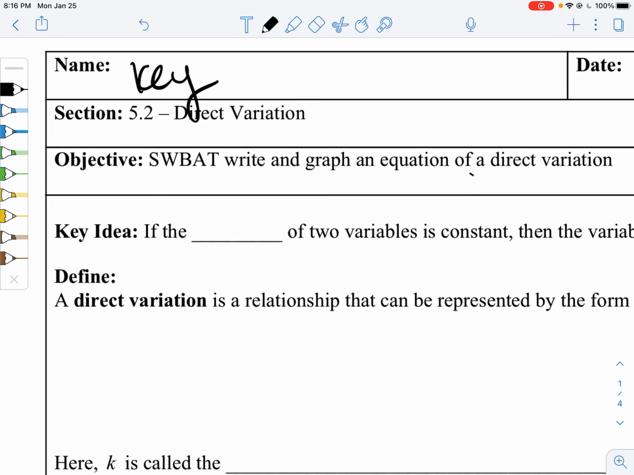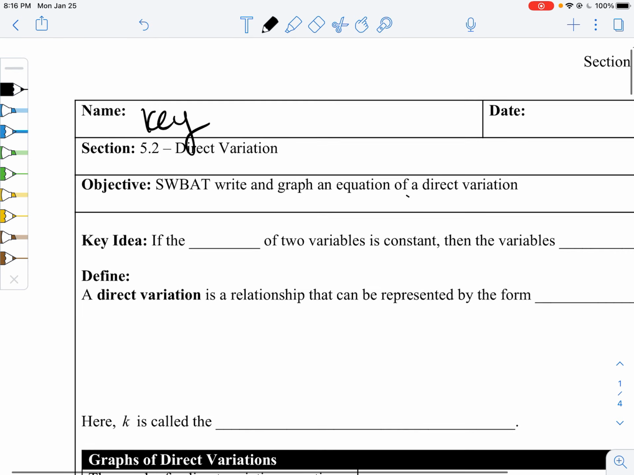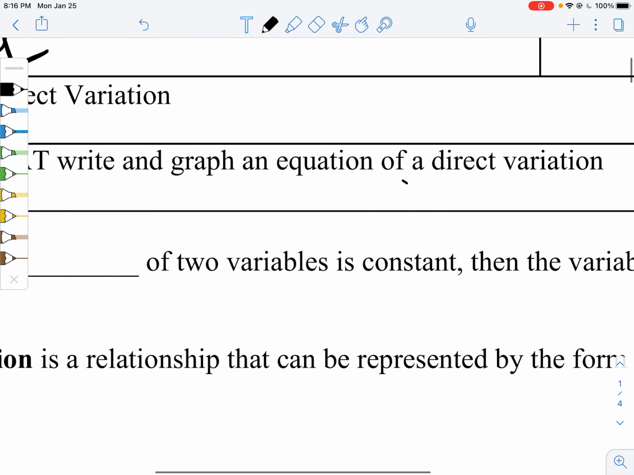Hey guys, welcome to your Chapter 5 Lesson 2 notes on direct variation. By the end of the day, you'll be able to write and graph an equation of a direct variation.